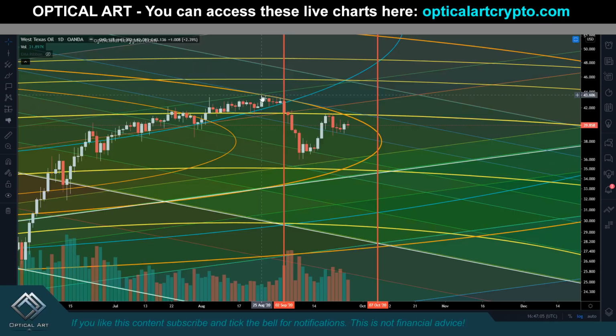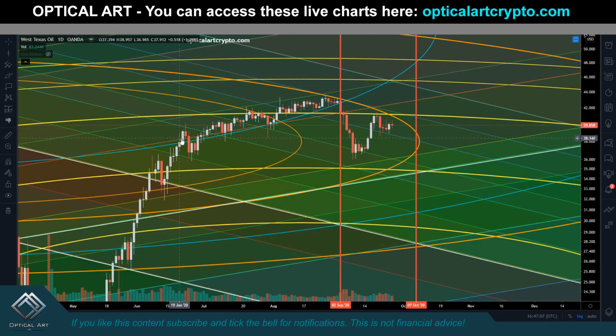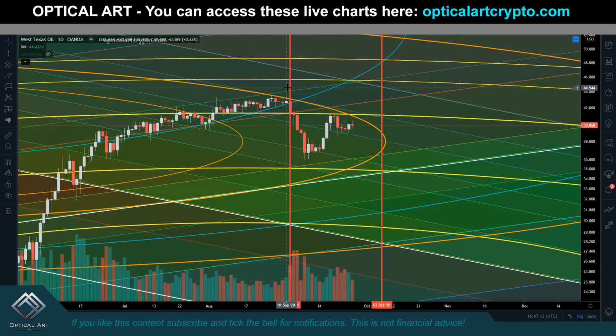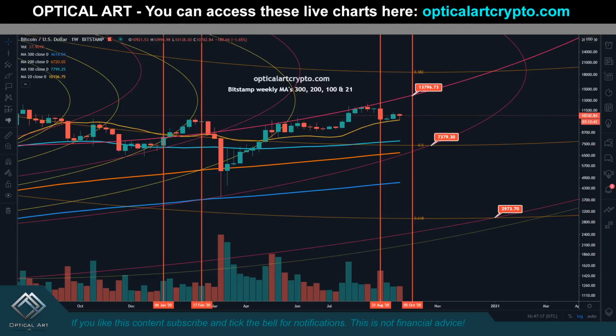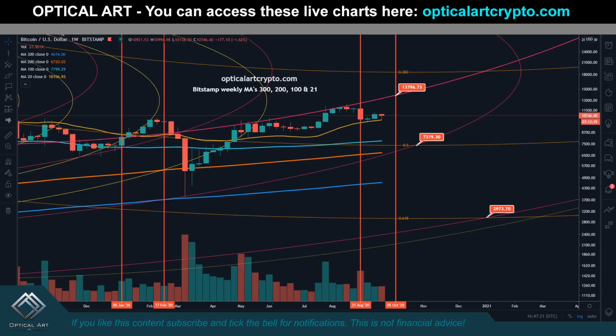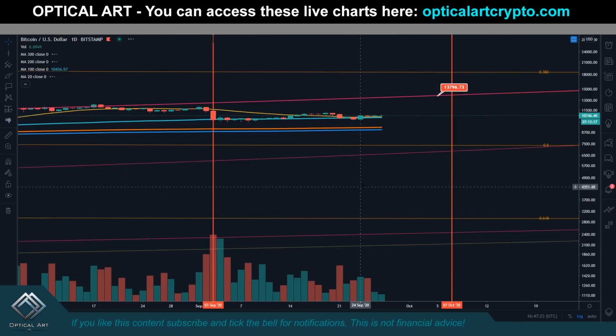But notice we hit right here at this orange ring. So we're riding up the blue ring, and we found resistance at the orange ring, right here at this point, and this was the peak. This was our peak. So if we go back to Bitcoin, I need to put this on the daily so you can see it.